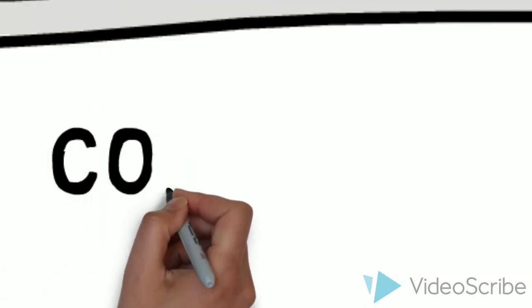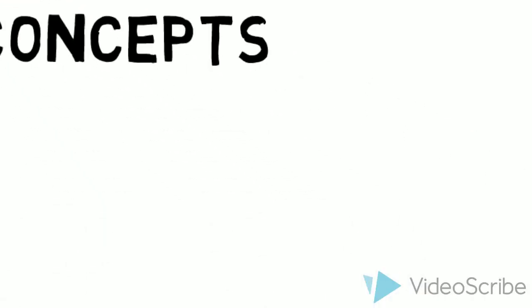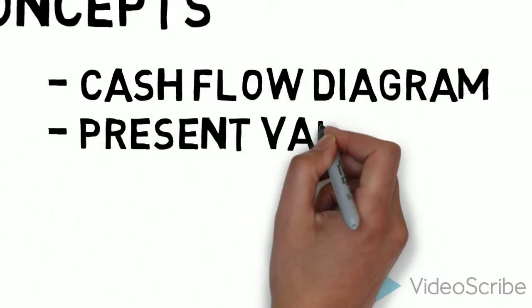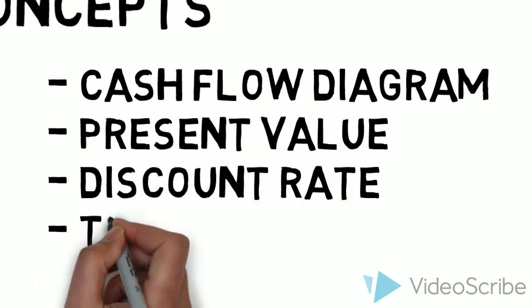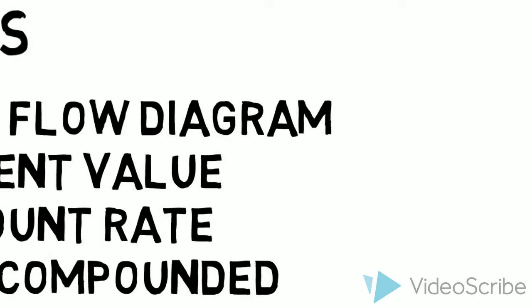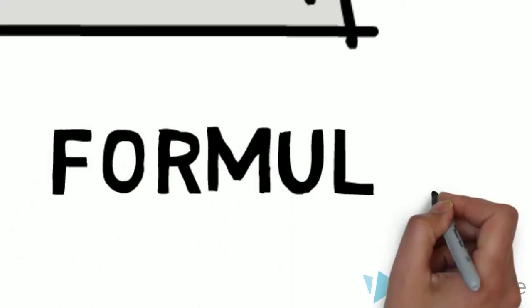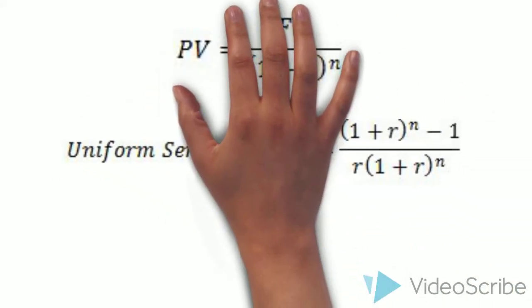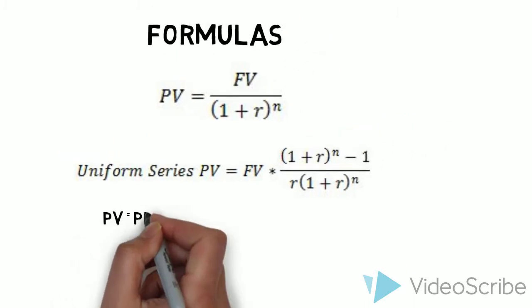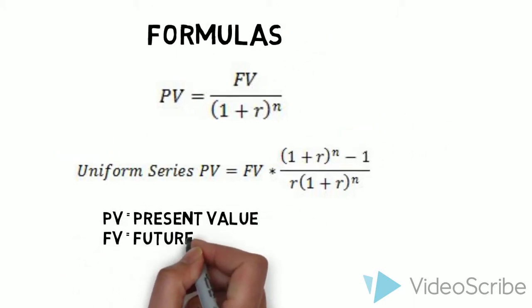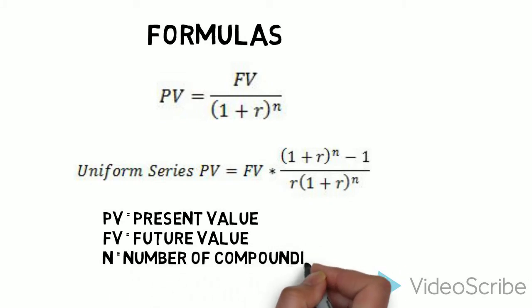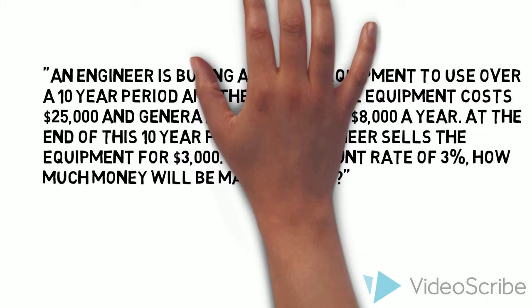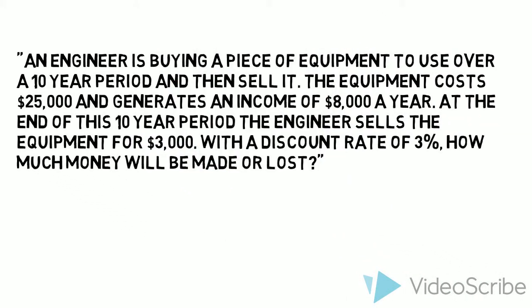In order to complete this problem, I will go over the following concepts: cash flow diagrams, present value, discount rate, and time compounded. The formulas needed are the present value formula, presented here, and the uniform series present value. Here, PV stands for present value, FV for future value, N for number of compounding periods, and R as the discount rate. Now, I will solve the problem using the concepts and formulas previously presented. Also, here's the problem statement for reference.